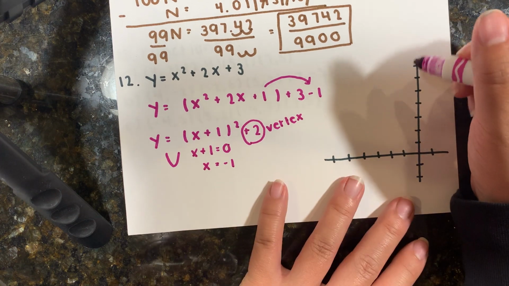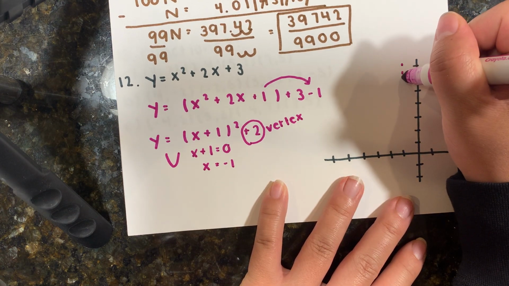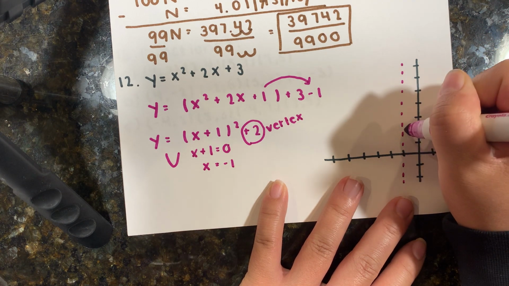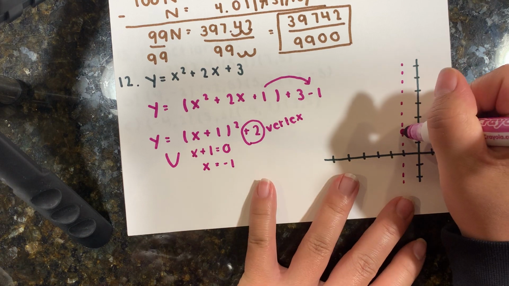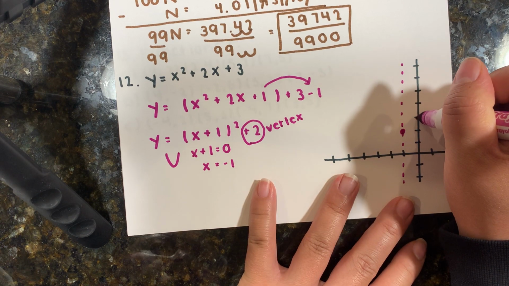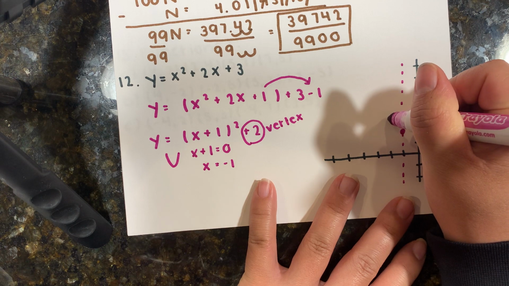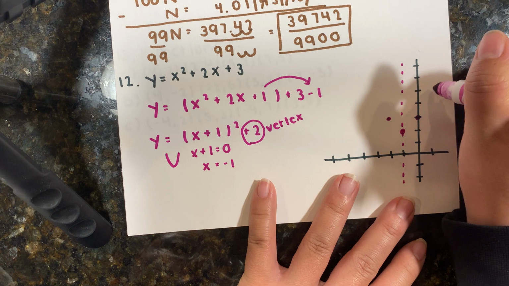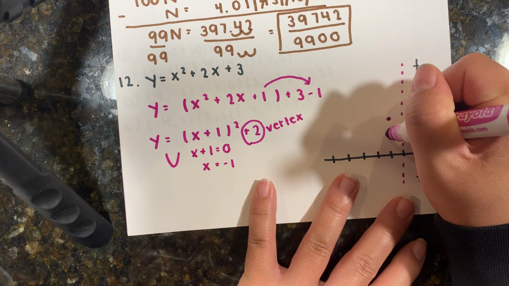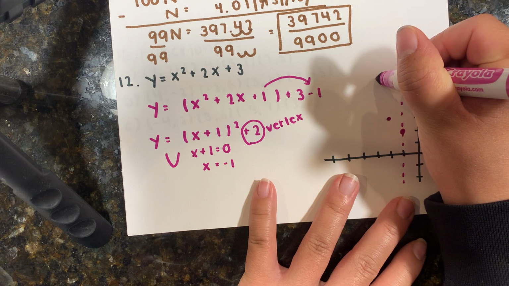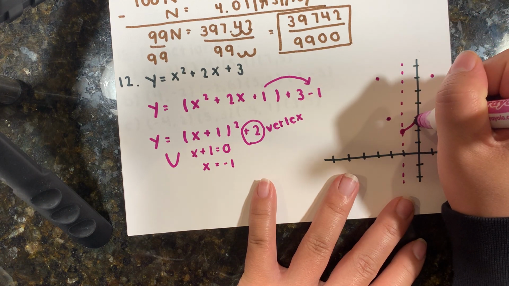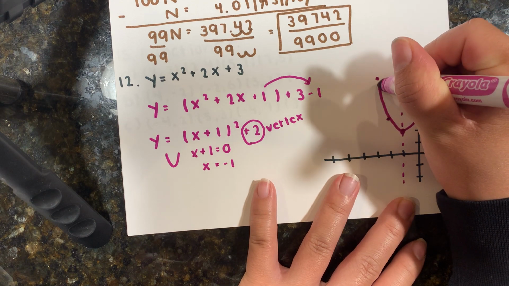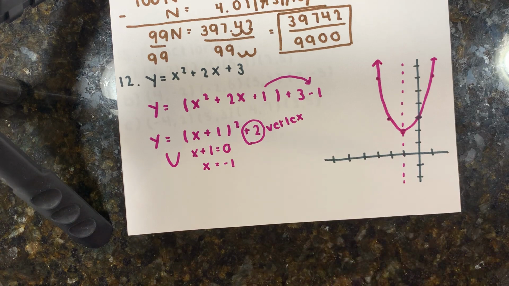So I'm going to go to the left one and put my dotted line in. And then I'm going to go up 2. Now I'm going to go over 1, square 1 is 1. Over 1, square 1 is 1. Over 2, square 2 is 4. So 1, 2, 3, 4. 1, 2, and then up 4. And that is all.